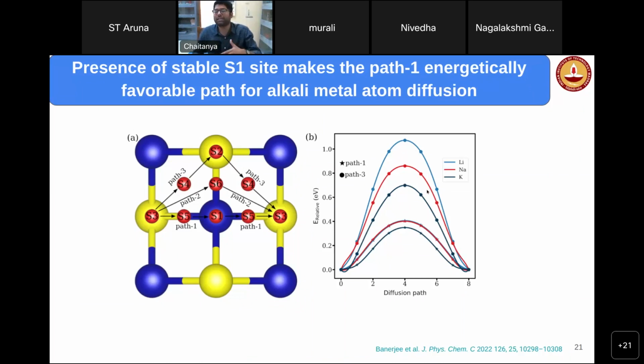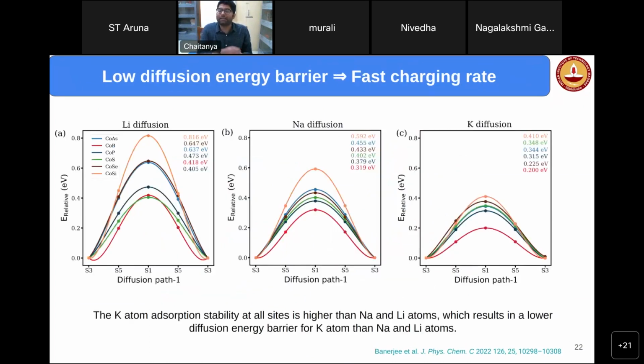So that's the reason there is a high migration energy barrier when you are trying to move along this path rather than along this path, which is path 1. Okay. So once we understand that, we calculated the diffusion energy barrier for all these materials as well as for lithium, sodium and potassium. And as you can see here, the diffusion barriers for potassium are the lowest along path 1.